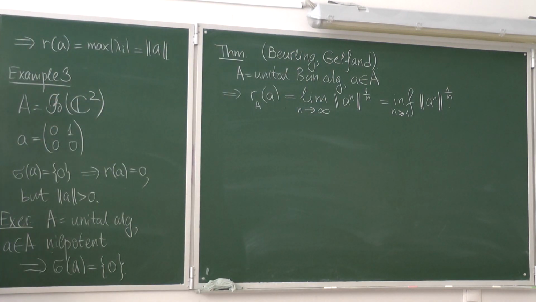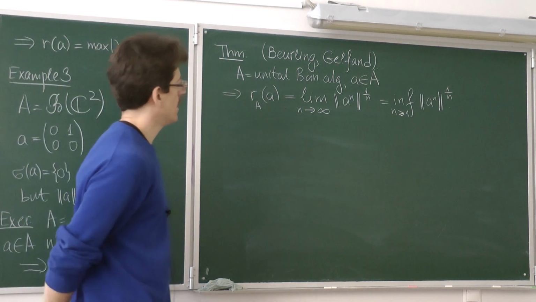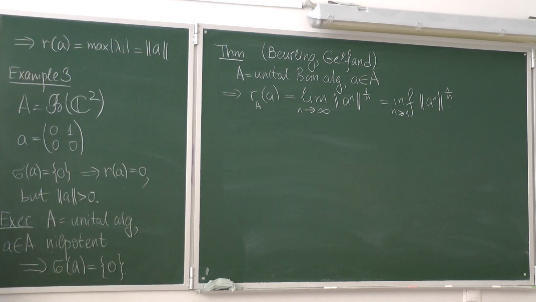Actually, this general formula is due to Gelfand. Berns, some time before Gelfand, proved this in a very special case for some concrete Banach algebra of weighted convergent power series. But the general case is due to Gelfand.